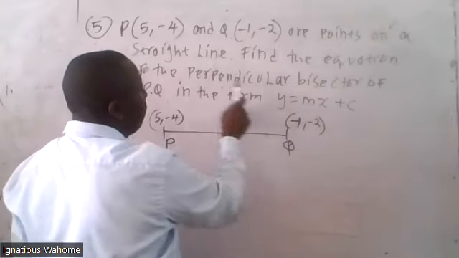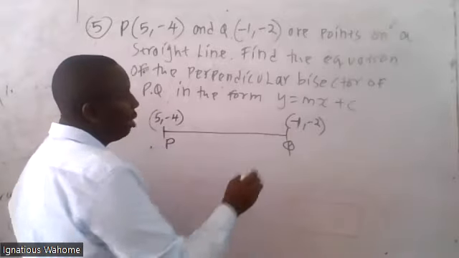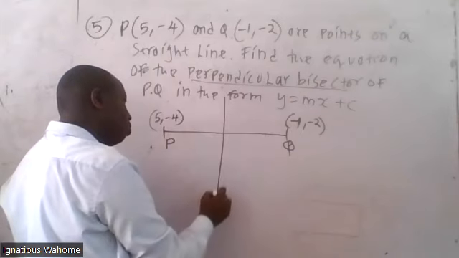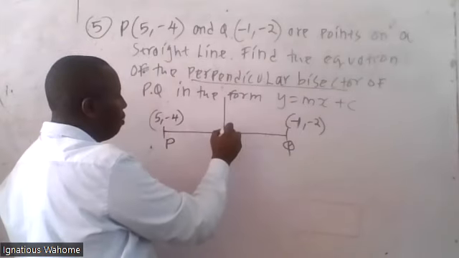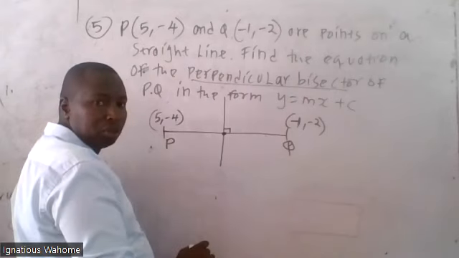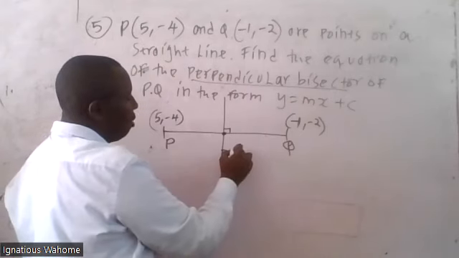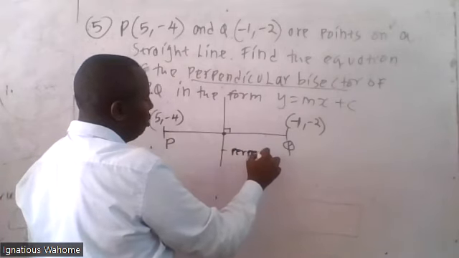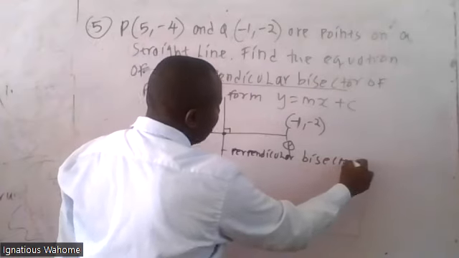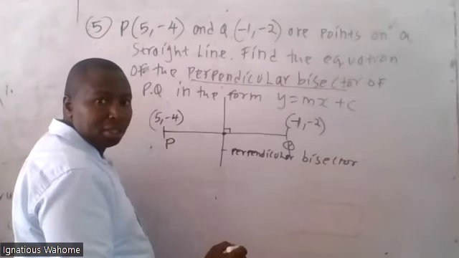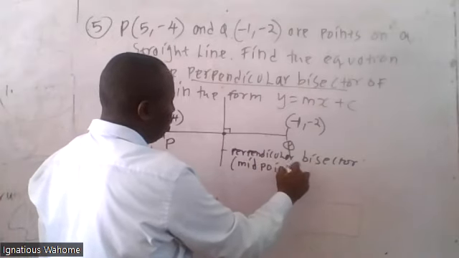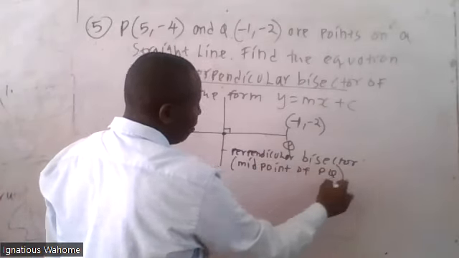Find the equation of the perpendicular bisector. This line passes through the midpoint of PQ. So when you talk of a bisector, it passes through the midpoint of PQ. That's the first step.